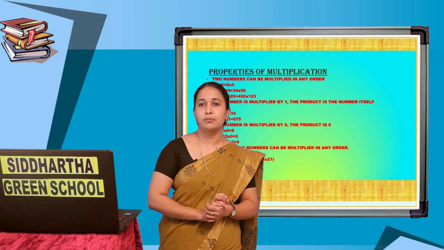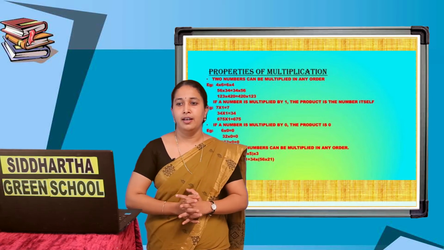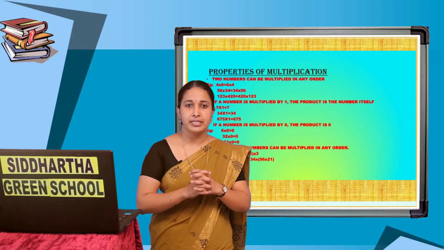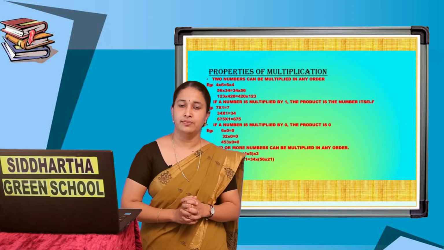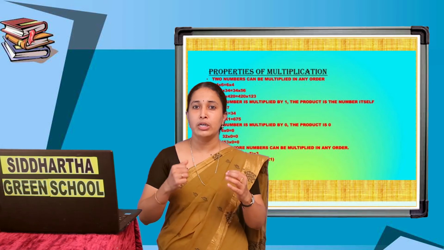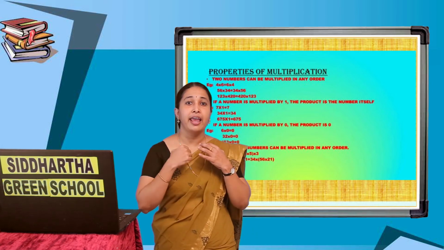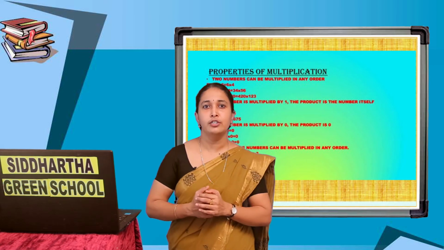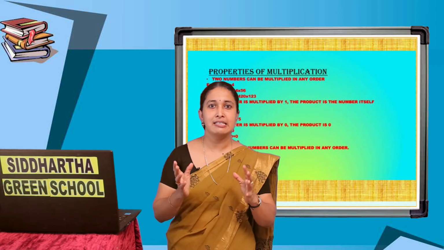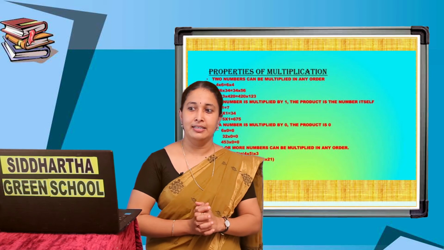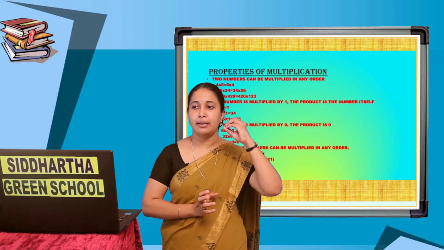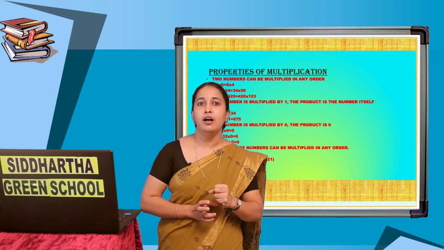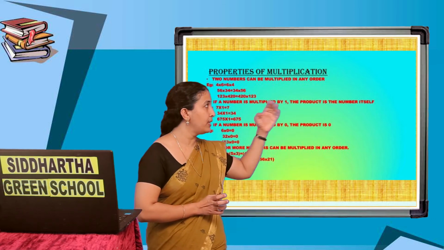Then I am going to discuss with you properties of multiplication. We all know that two numbers can be multiplied in any order. That is 1 into 2 is equal to what? 2 into 1. In both cases we get the same answer. That is, two numbers can be multiplied in any order. Example, 4 into 6 is equal to 6 into 4.